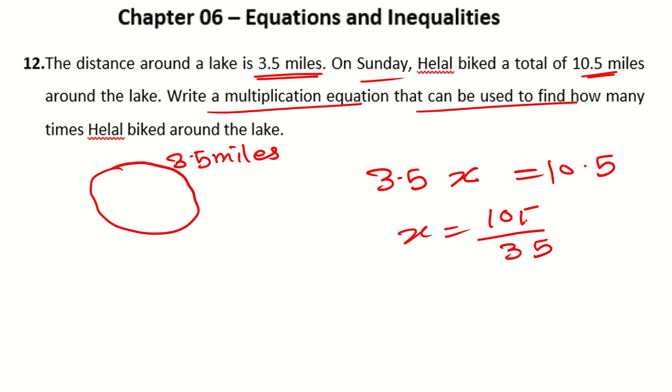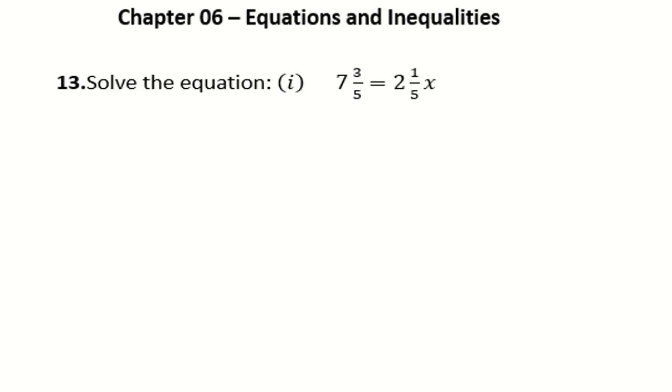Okay, cancel the decimal point. 105 divided by 5 will be, I think, 3. So he has taken 3 rounds. Okay. Next is solve the equation.